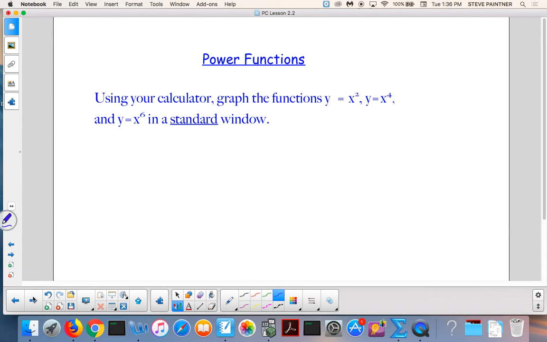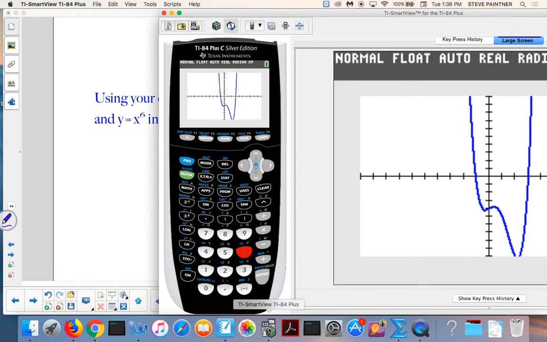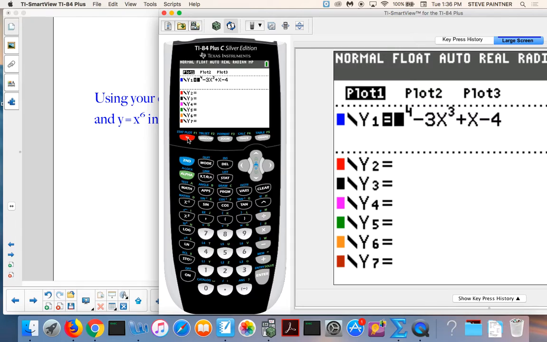Okay, a little exercise with your graphing calculator. It says using your graphing calculator, graph the function y equals x squared, x to the fourth, x to the sixth in a standard window, which means negative 10 to 10 on both axes. Okay, I'll catch up with you. You need one? They're right there.